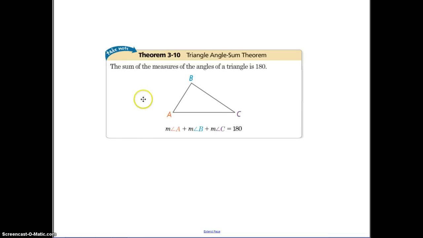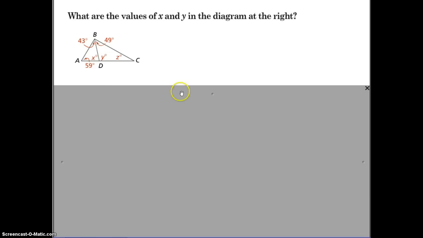This may be something you have read before and seen, that the measures of the angles of a triangle, if you add them all up, add up to 180. So again, that's called your triangle sum theorem, and it's exactly what it sounds like. Take a triangle, add up the angle sum, theorem, 180 degrees. So let's work with that triangle angle sum theorem.